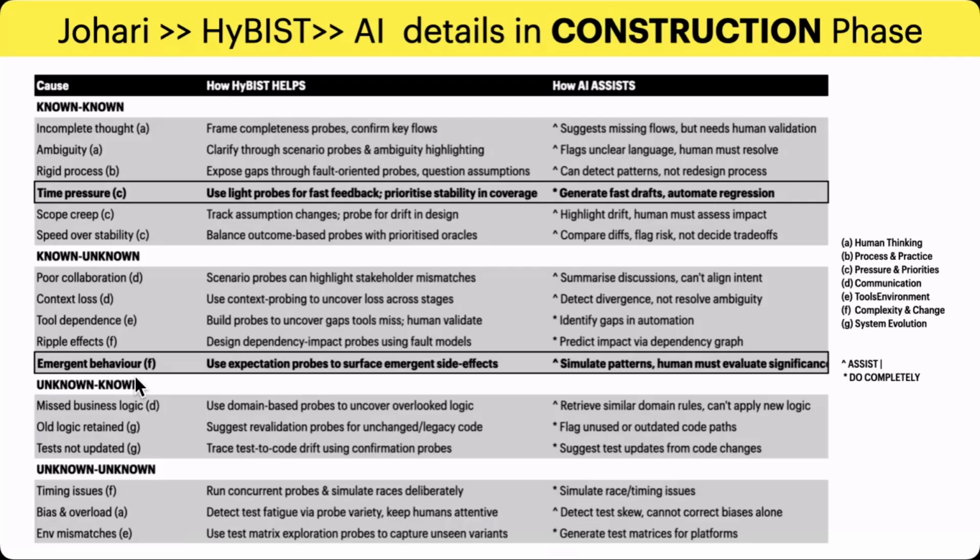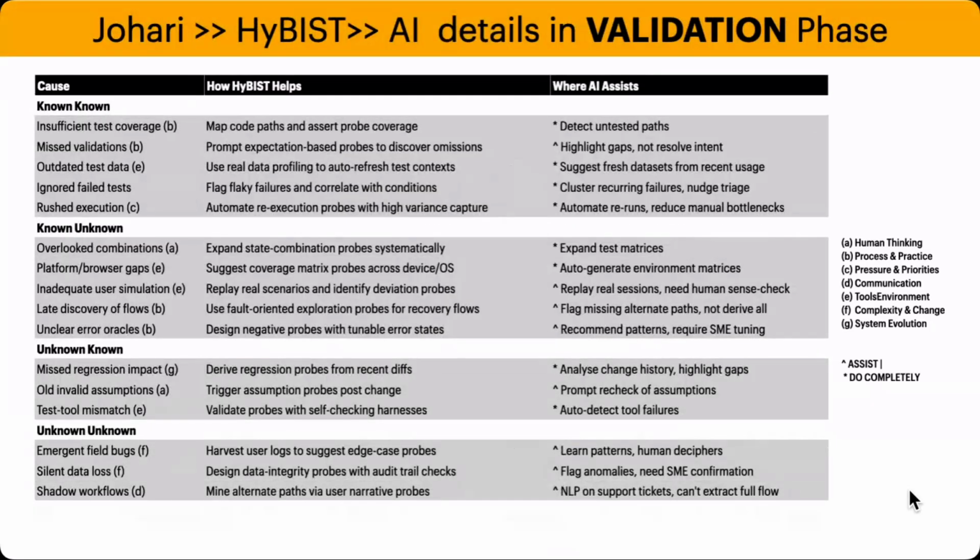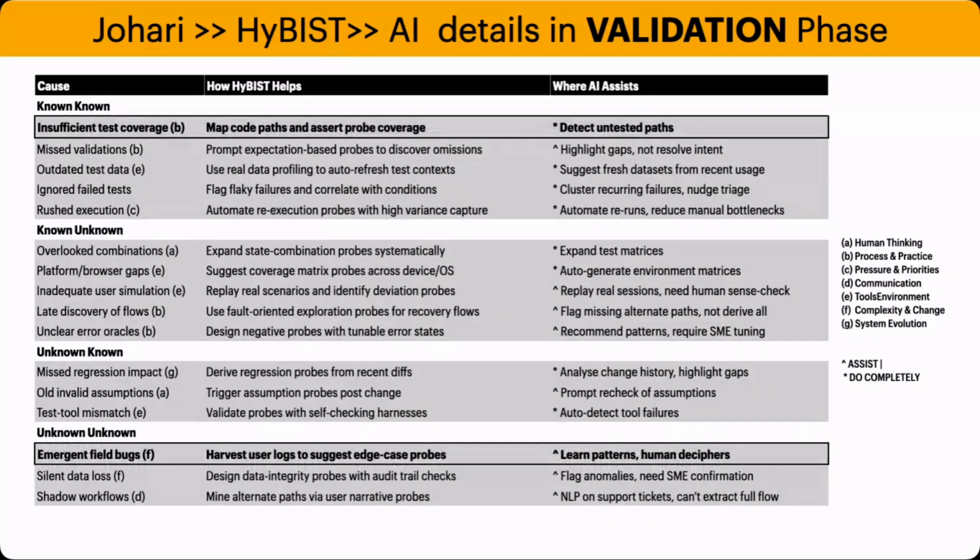So the intention of this particular table is to correlate the potential cause to how a methodology could be of assistance, and where AI-based tools, along with all other tools that we use, could be of some use. Again, as I always put the disclaimer, this may not be understood as a complete table. In a similar manner, the mapping of Johari to the methodology of HyBIST to the AI in the validation phase, I've tried to highlight some of them. I think one of the easy ones that we can understand is the top first box, which is the insufficient coverage.